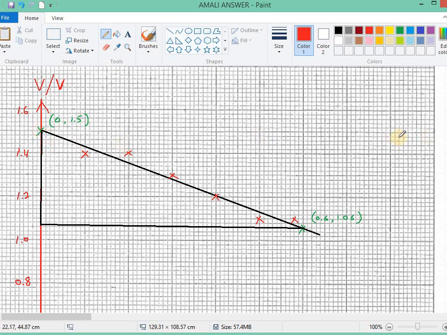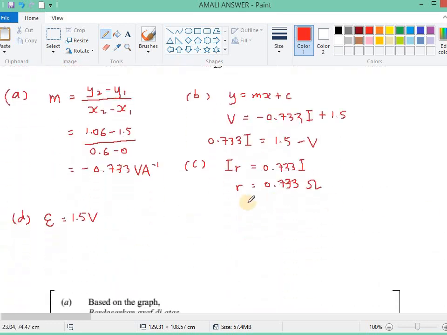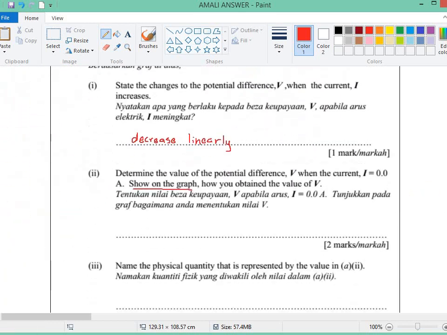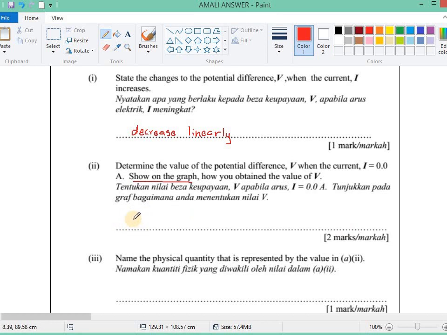And then another mark is you take the reading here, so 1.5 volt. Okay, you see 2 marks. 1 mark is on the graph, another mark is shown here, 1.5 volt.